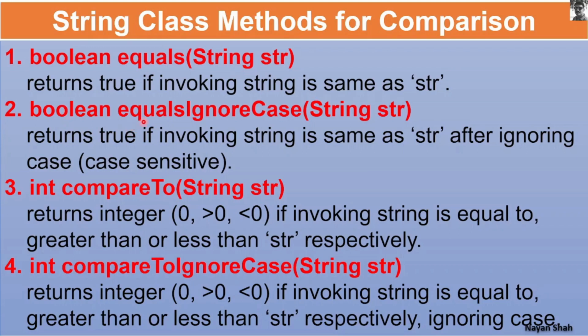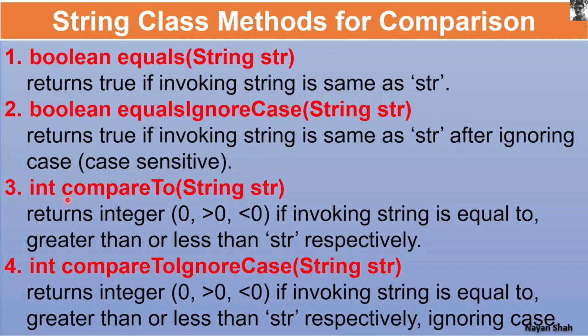The second method is boolean equals ignore case string str. Here it returns true if the invoking string is the same as str, but it will ignore case, so it is not case sensitive. So if one string has Rajkot written in capital letters and in the other string Rajkot is written in small letters, boolean equals ignore case will return true and boolean equals will return false, because the equals method takes into consideration the capital and small letter difference, whereas this method ignores the case.